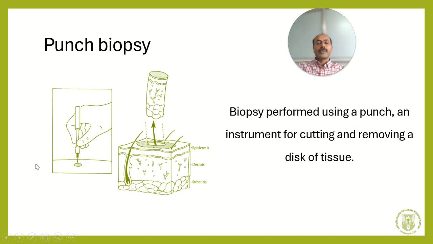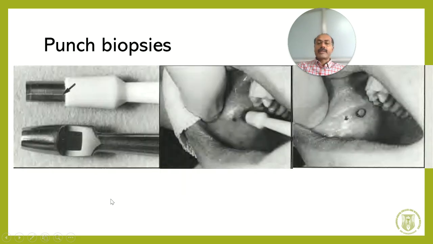Next, we learn about a new technique, what we call a punch biopsy. This is a very easy, simple technique wherein a biopsy is performed using a hand instrument, what we call a punch. It is used to cut the tissue and a disc is formed, and this disc of tissue is removed from the remaining lesional area. So basically the technique involves usage of a punch.